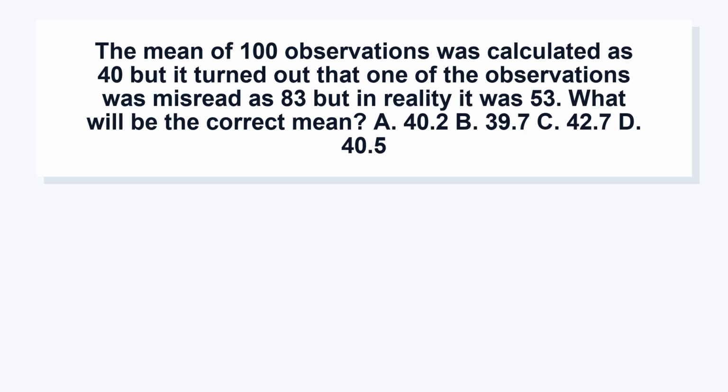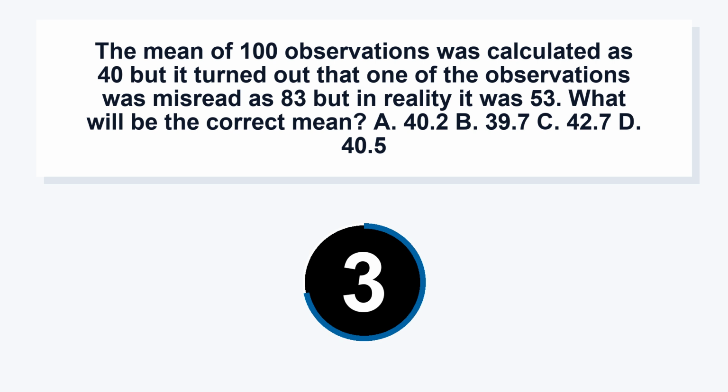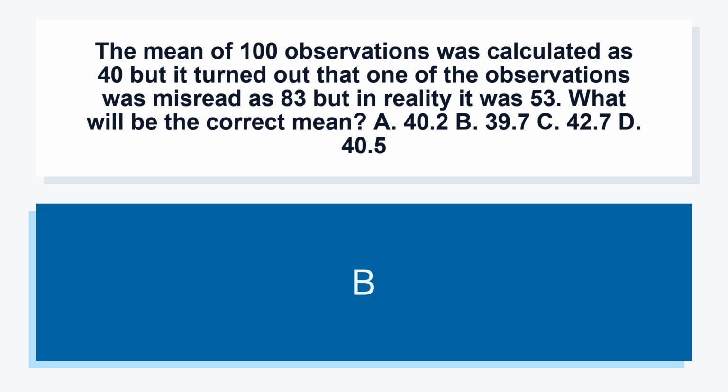The mean of 100 observations was calculated as 40, but it turned out that one of the observations was misread as 83, but in reality it was 53. What will be the correct mean? A. 40.2. B. 39.7. C. 42.7. D. 40.5. B.